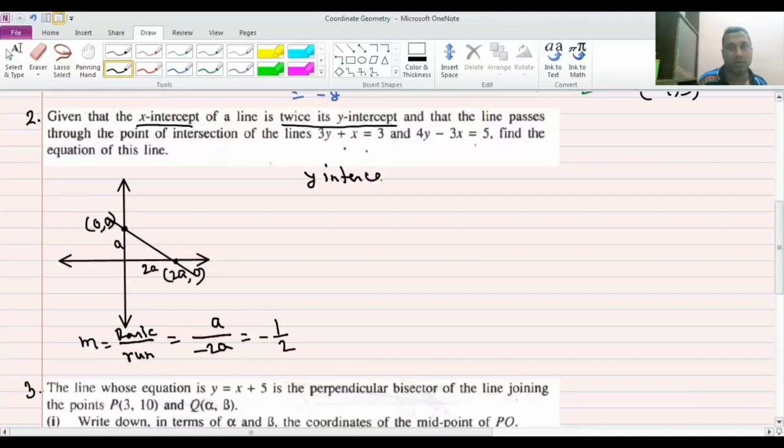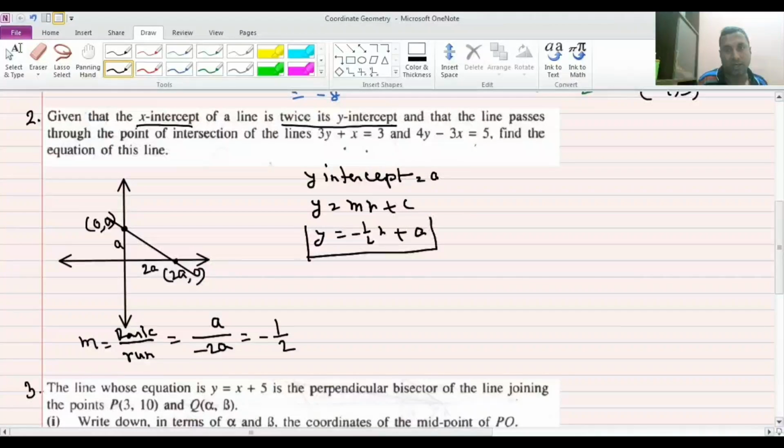The y-intercept is a. So the equation of the straight line will be y equals mx plus c. m is minus half, x, plus c, which is a. This is the equation of this straight line. Now this straight line passes through the intersection of the lines 3y plus x equals 3 and 4y minus 3x equals 5. So let me find the intersecting point.